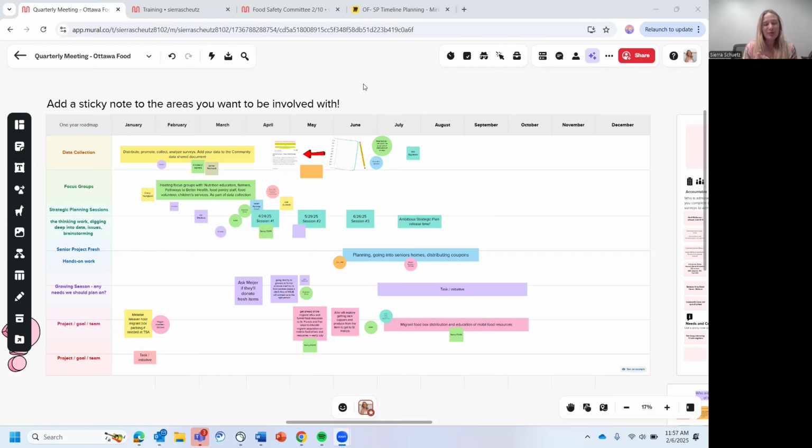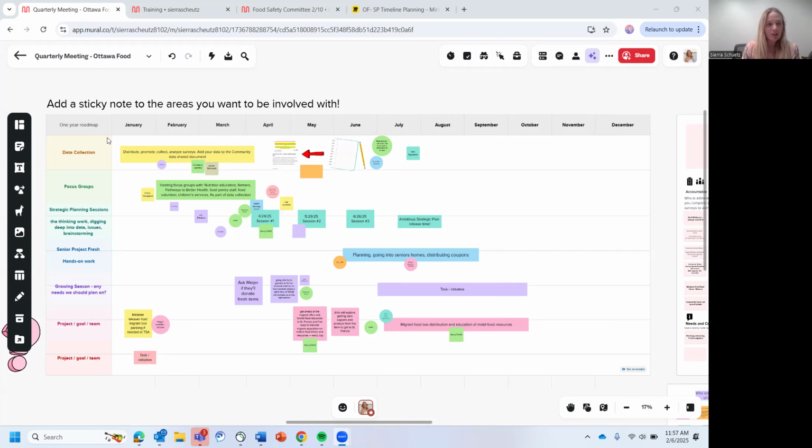I wanted to make sure that Ottawa Food members had a calendar of events, things that they know are going on. And as our instructions say right here, please add a sticky note of your name to the area you want to be involved with. Know how to plug in to Ottawa Food by adding your name to the areas that you want to be involved with.